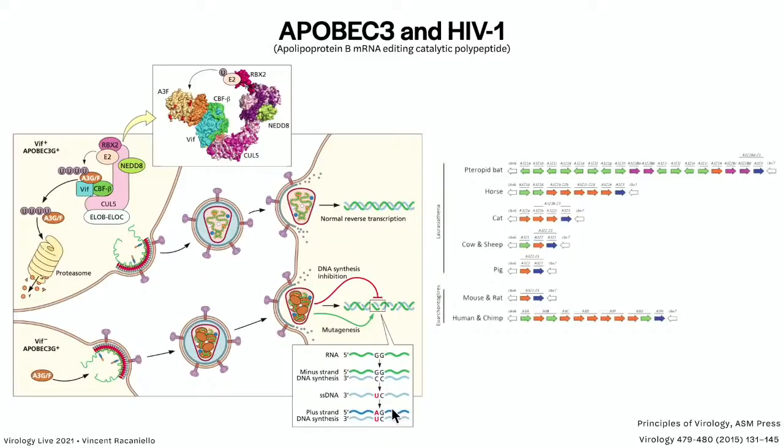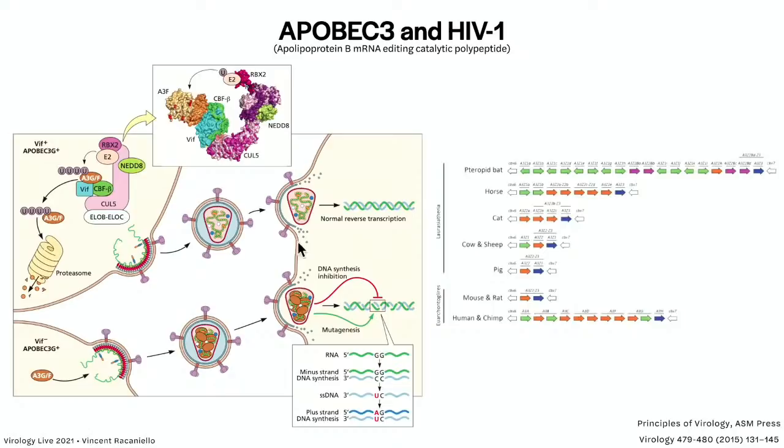So now, you may ask, how is it that we still have an HIV-AIDS pandemic? Well, because the HIV genome encodes an antagonist in the form of a viral protein called Vif, virion infectivity factor. And only if you remove Vif from the HIV genome can APOBEC be incorporated into the particles and lead to inhibition in the next cell.